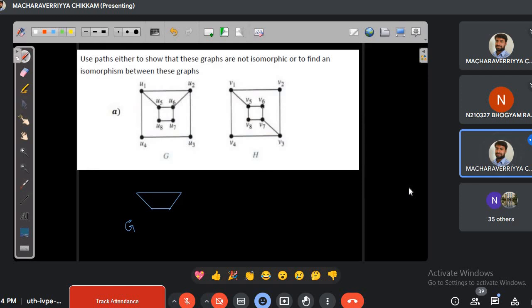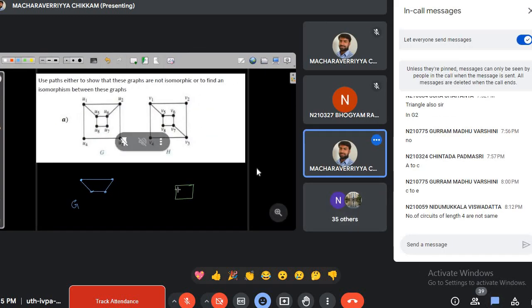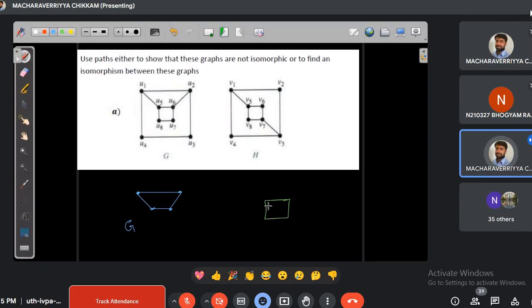No, we have. But the thing is, this circuit is created with the help of vertices of degree 3. But in this circuit, 2 vertices are of degree 3 and 2 vertices are of degree 2. Okay, you're saying the number of circuits of length 4 is not the same. Okay, let me count the number of circuits of length 4.